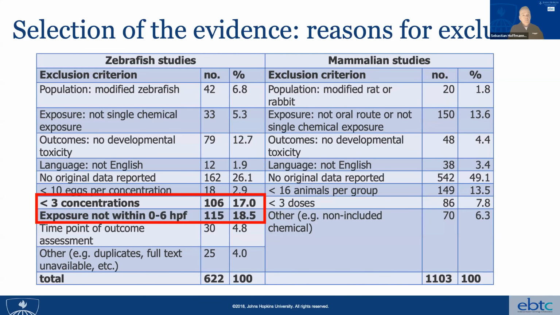Here's a little bit more detail on our results with regard to the reasons for exclusion at the full text level. And I would like to draw your attention to the red rectangle here. You see that at the full text stage, about 1/3 of all the studies were excluded because they didn't meet our basic experimental requirements. So they either tested less than 3 concentrations, or exposure was started after 6 hours post-fertilization, which we had defined as exclusion criteria.